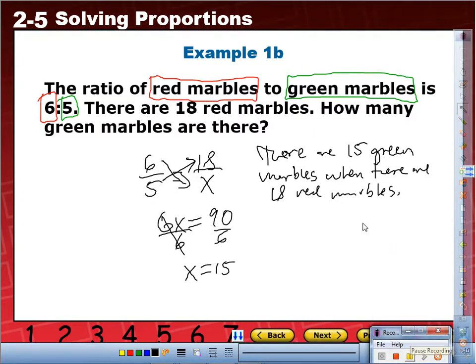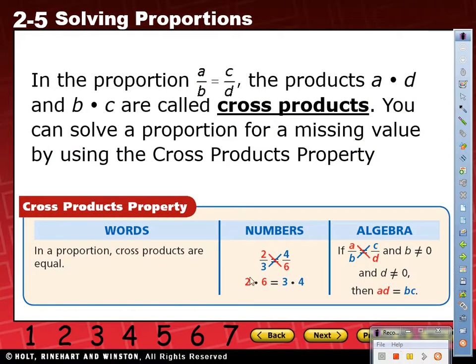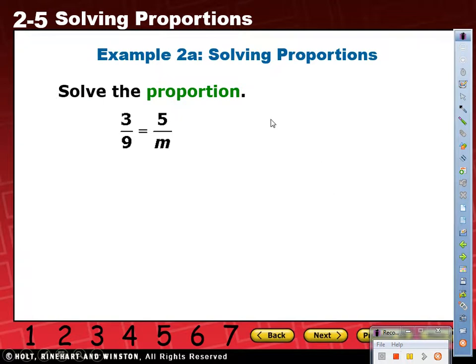All right, so do we know how to cross multiply already? Yes? So cross multiplication just goes across like so. So far so good. Copy this one down, please. Solve the proportion. 3/9 equals 5 over m. Do this one together.